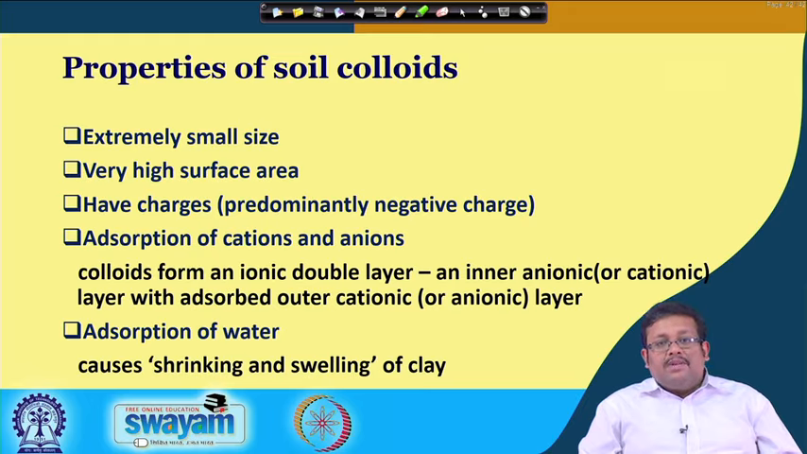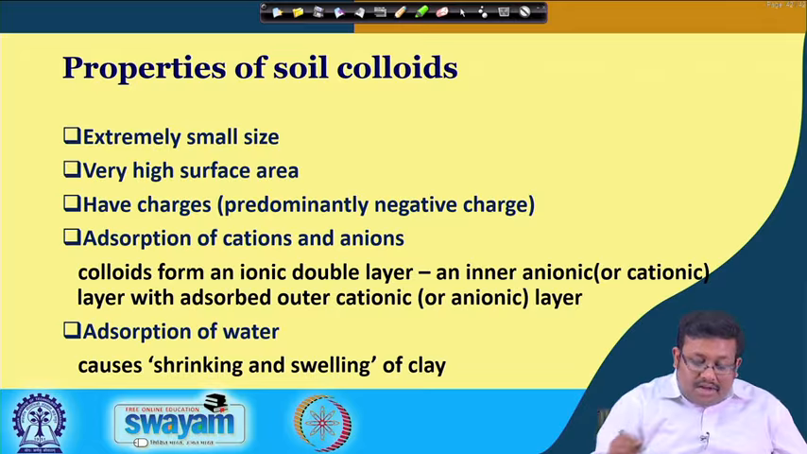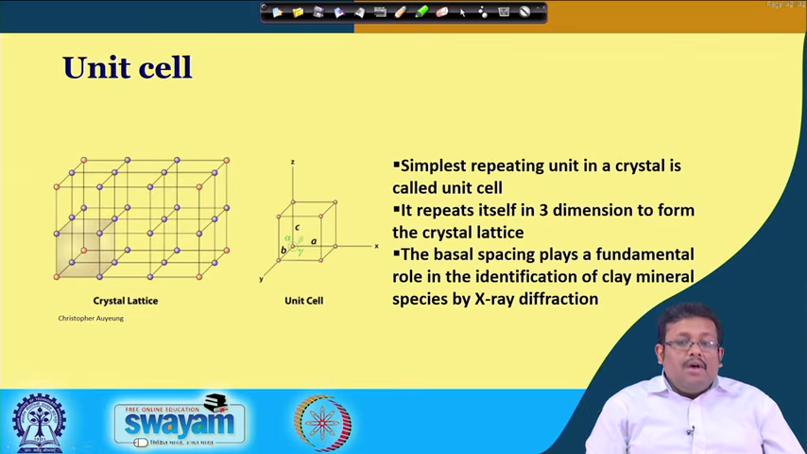Another major property of these soil colloids is that they can absorb water, and due to absorption of water they can produce shrinking and swelling of clay. You have learned from soil classification that vertisols, which have a high amount of clay, exhibit these shrinking and swelling properties, and we'll discuss the reasons behind them. So let us go to the next slide and see what a unit cell is.